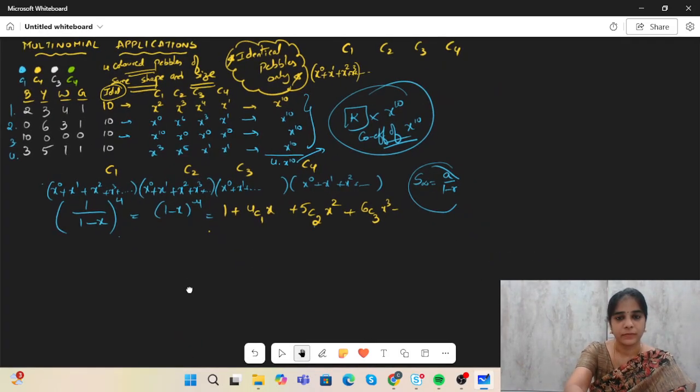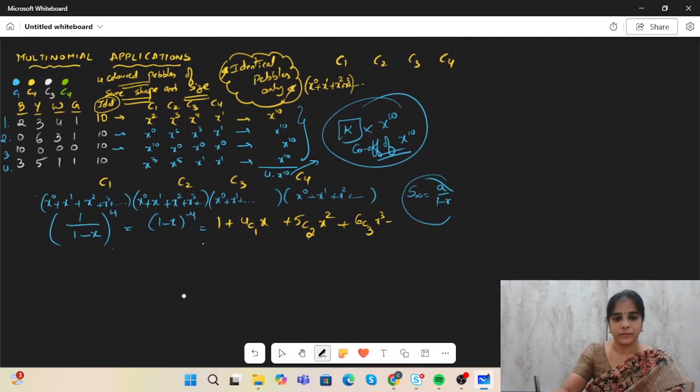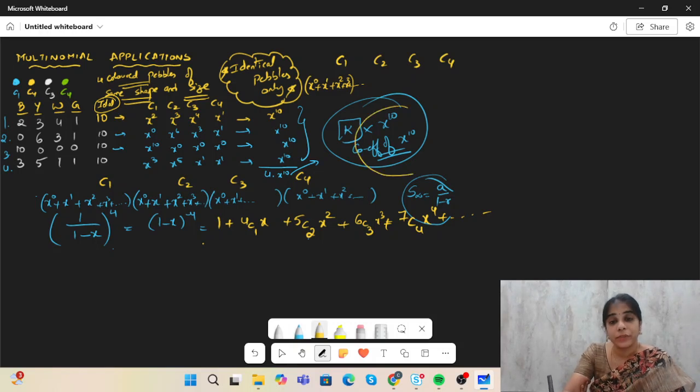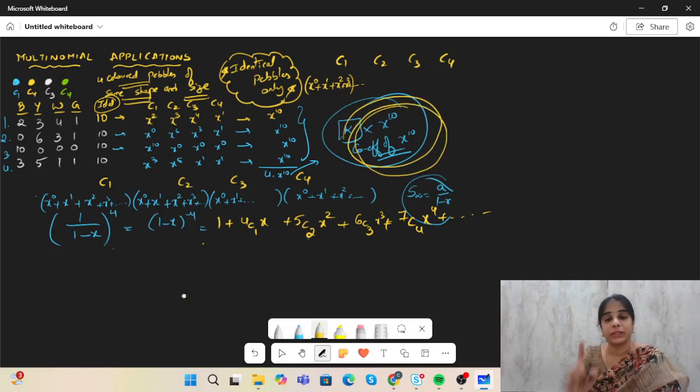Right. So plus here you go with 7C4 x to the power 4, plus so on, it continues, right? Now what do I want actually? My question is, I want the coefficient of x to the power 10. That is my answer. When you observe the pattern here, observe the logical pattern which is going on here.